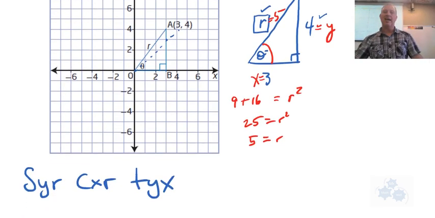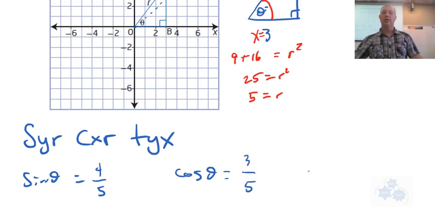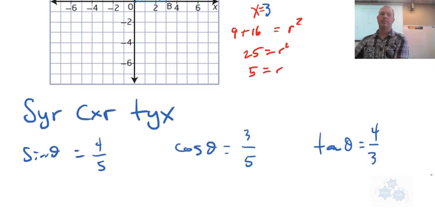Well, the sine and cosine and tangent, we can find. The sine of theta equals, what is it? Y over r. That's 4 over 5. The cosine of this theta is x over r. And the tangent of this theta is y over x. That is 4 over 3. Okay?